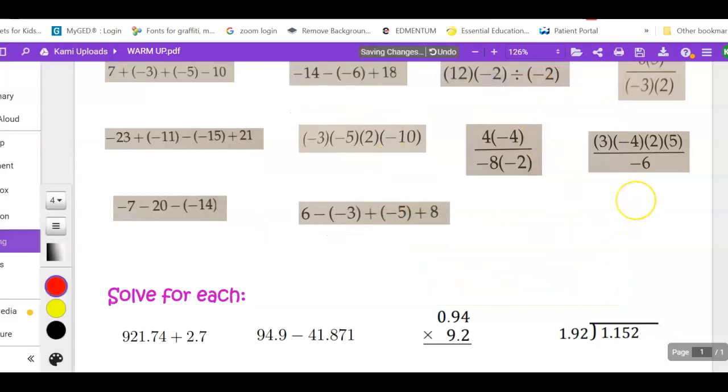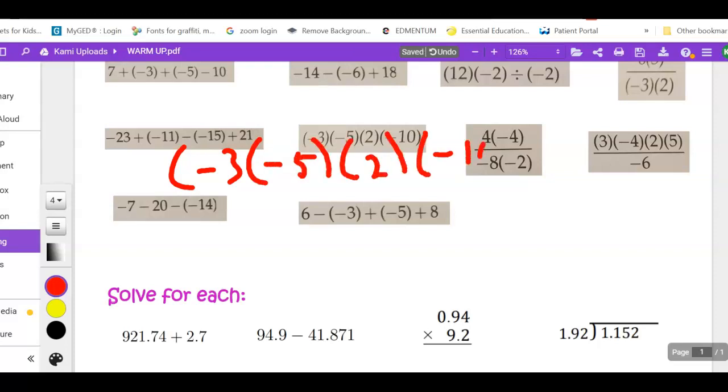All right, so this time, negative 3 times negative 5 times 2 times negative 10. Negative 3 times negative 5 times 2 times negative 10. Start over here. Negative 3 times negative 5. Negative times negative is a positive. 3 times 5 is 15, so positive 15. If I bring down the rest, I have this.